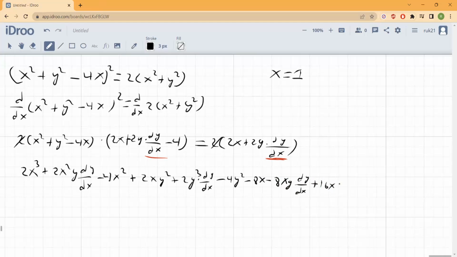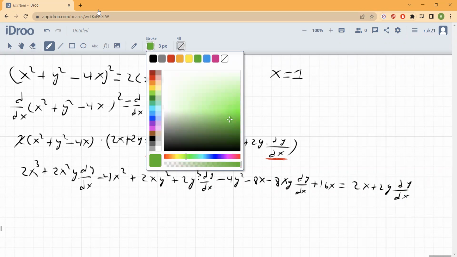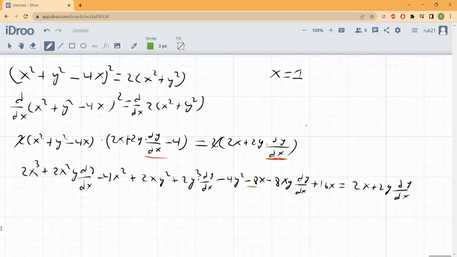Yep. Perfect. Then on the other side, the expansion is quite easy. We're just going to open the brackets. It's going to be 2x plus 2y dy/dx. Okay. Quickly, I'm going to run through and try to simplify it as much as possible, see if we have any like terms. For now, the only like terms that I see, let's pick green, are these two. And that's it.